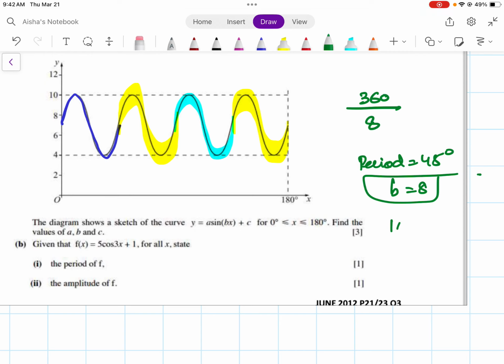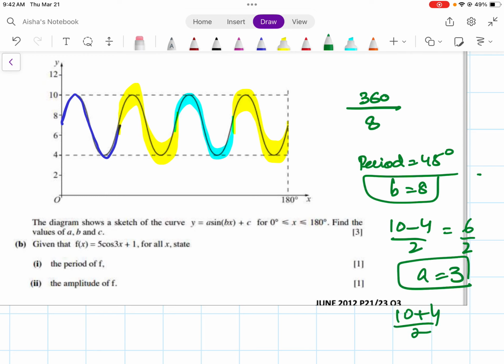Now what is the value of A? Maximum minus minimum divided by 2, so the value of A is 3. Maximum plus minimum divided by 2, so the value of C is 7. For here, the frequency is 3, so the period is going to be 360 divided by 3. So that's going to be 120 degrees. Amplitude is going to be 5.